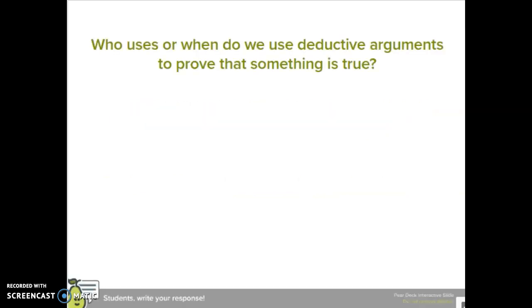So I want you to think of a career that uses cold hard facts to prove something is true or something is false, to prove whether someone is telling the truth or not, if they are guilty or not guilty. So lawyers, they use deductive arguments all the time. They try to find the evidence to back up their client.